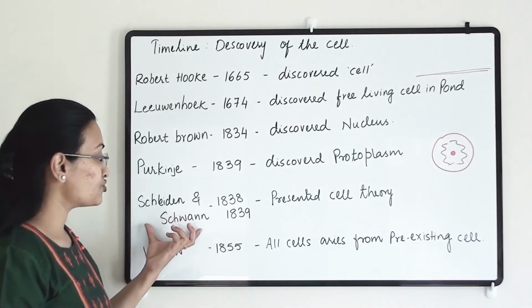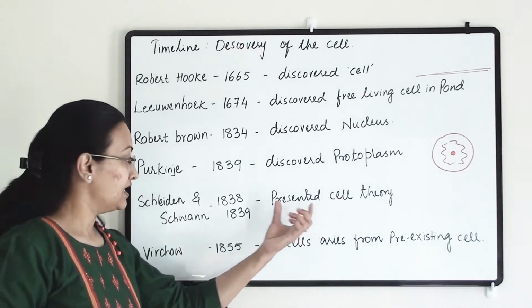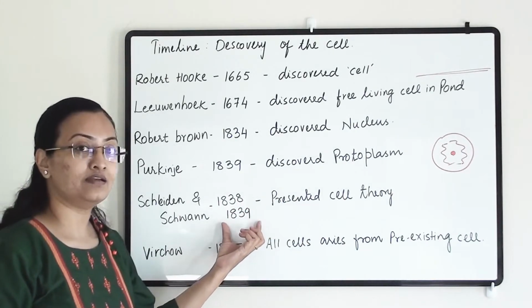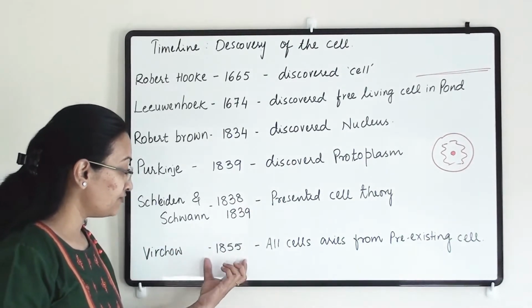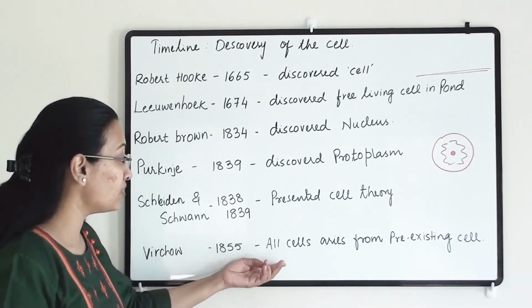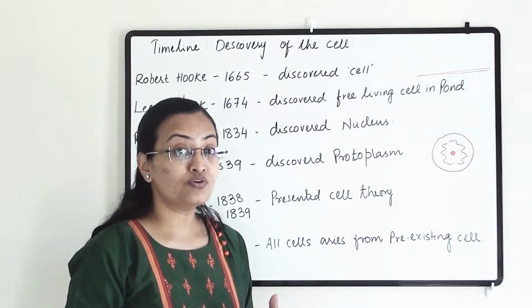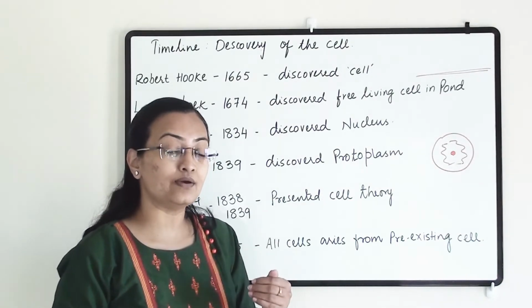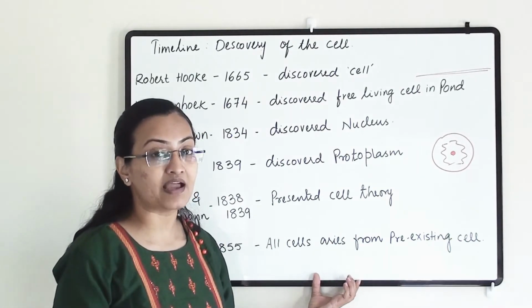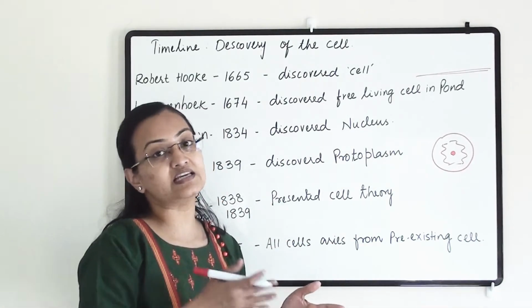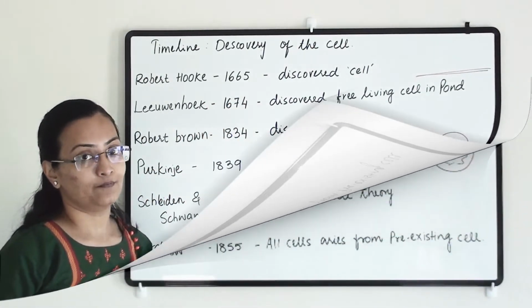Then Schleiden and Schwann were two scientists who presented the cell theory in 1838 and 1839. Virchow was the scientist in 1855. He discovered that all cells arise from pre-existing cells. So he gave an advanced cell theory that cells multiply from previously existing cells, and that is how we discovered all about the cell.